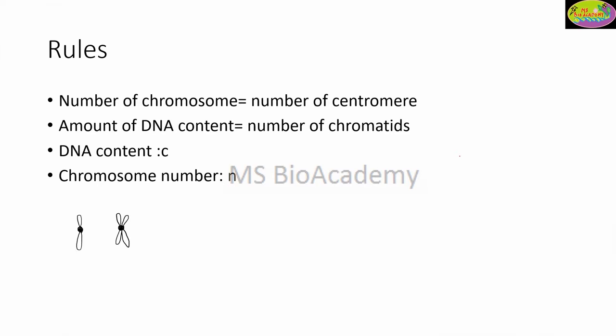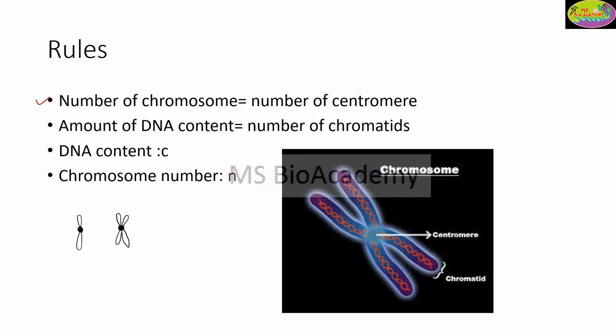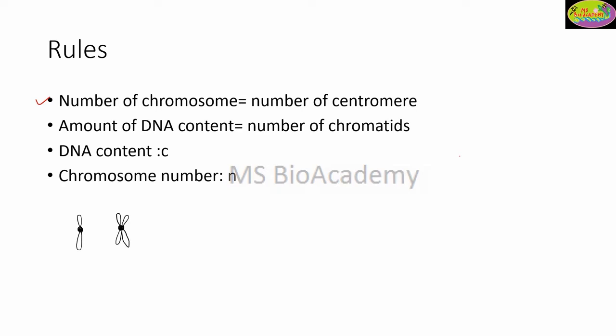So let's start. There are some basic rules you need to memorize before finding out the number of chromosomes or chromatids in different phases. So what are those rules? The very important rule is this: how are you going to find the number of chromosomes present? Just count the number of centromeres. Whatever number of centromeres is in the image will be your number of chromosomes. If you see one centromere, there is one chromosome. If you see two centromeres, there are two chromosomes, and so on.